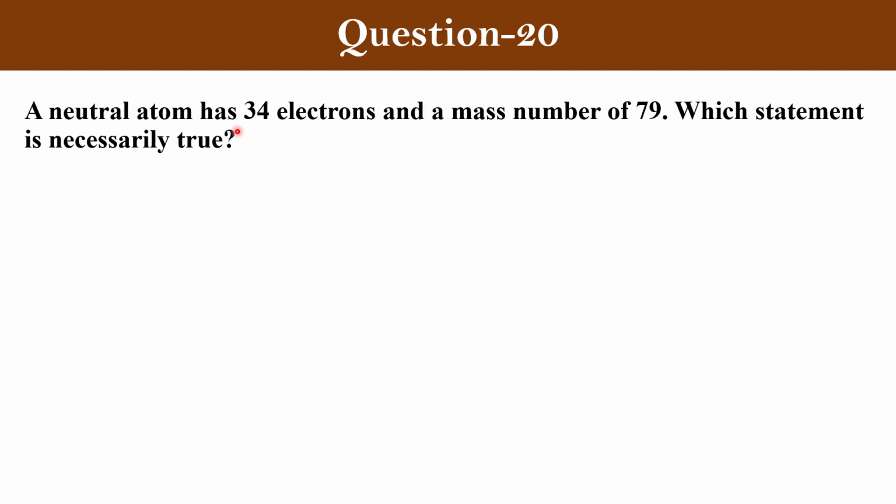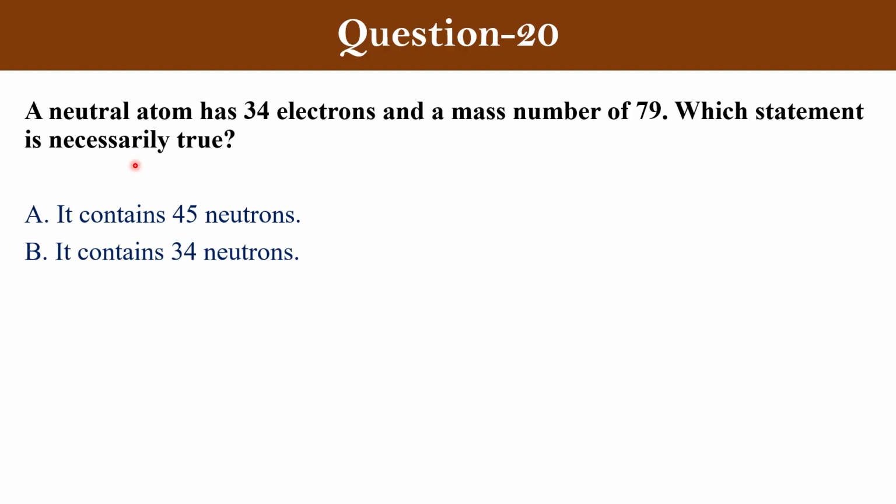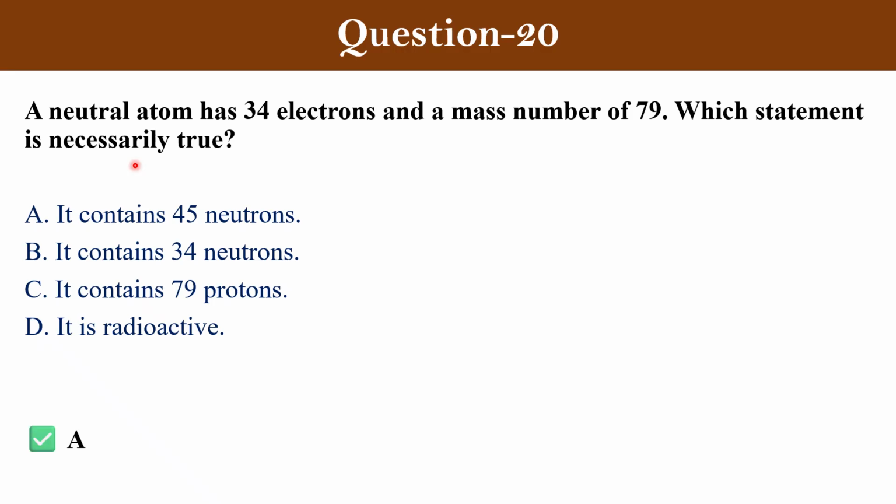A neutral atom has 34 electrons and a mass number of 79. Which statement is necessarily true? Option A, it contains 45 neutrons. Option B, it contains 34 neutrons. Option C, it contains 79 protons. Option D, it is radioactive. Which is the correct answer? The correct answer is option A.